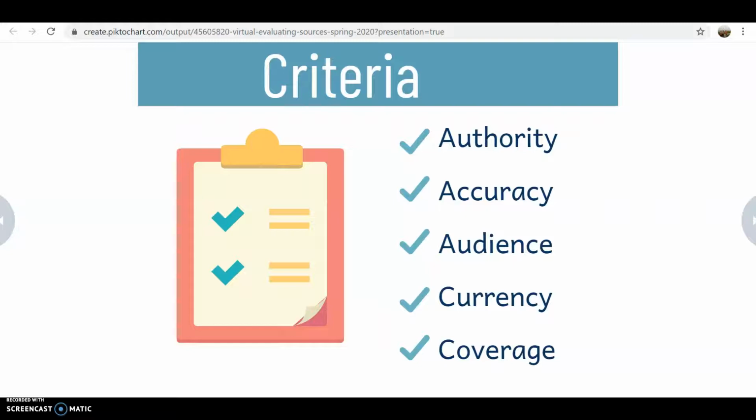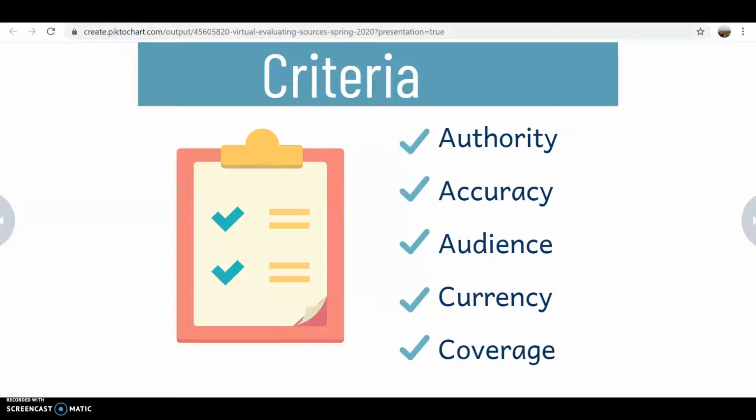A quick way to check for accuracy, and again, this is mainly for a website, is are there spelling and grammar errors? Does this look like a professionally produced piece of information? So that's just a quick way to say, whoever wrote this, if it looks bad, if there's lots of problems with it, probably wouldn't trust it. That's a red flag.